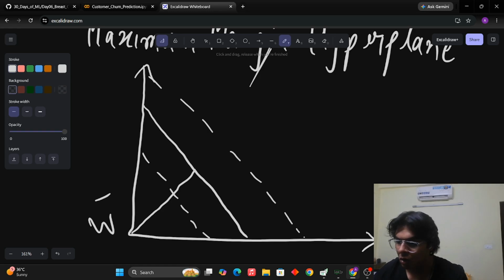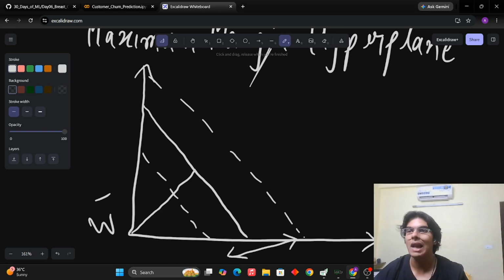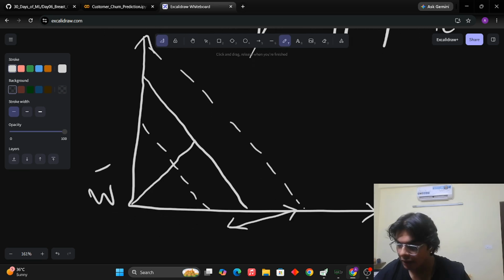So now we are tasked with increasing this margin distance as much as possible. So we need to calculate it, obviously. So how to do that?